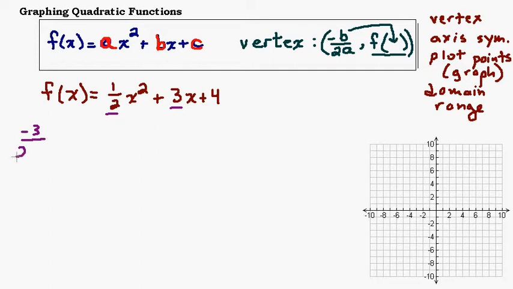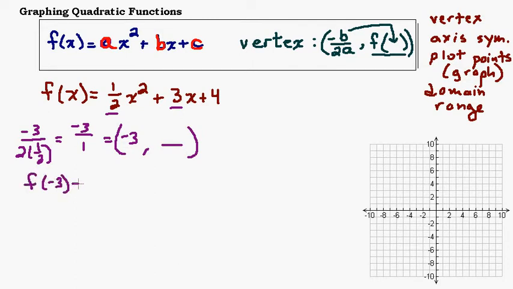So the opposite of b would be negative 3 over 2 times a, which is 1/2. So we get negative 3 over 2 times 1/2, which is 1, is negative 3. So that's our first value of our vertex. Now we need to plug that negative 3 in and find f of negative 3 to determine the y value.